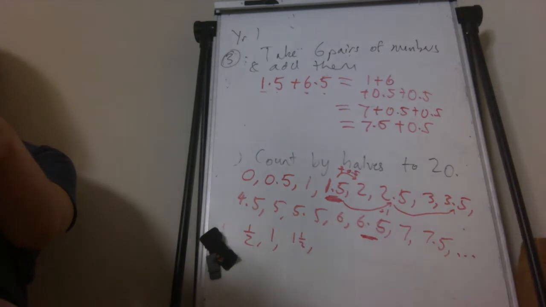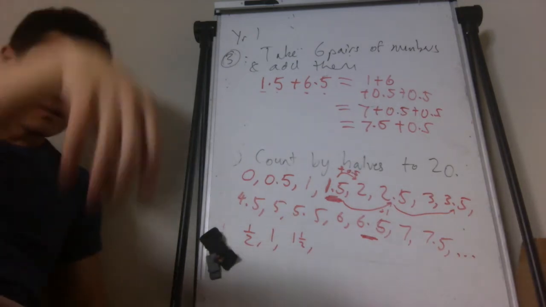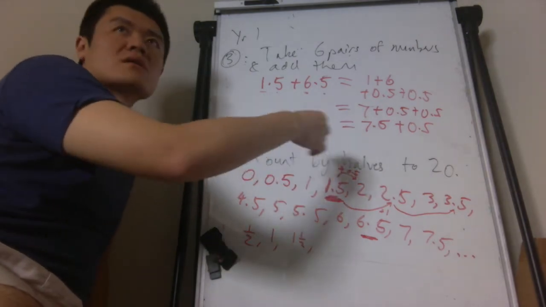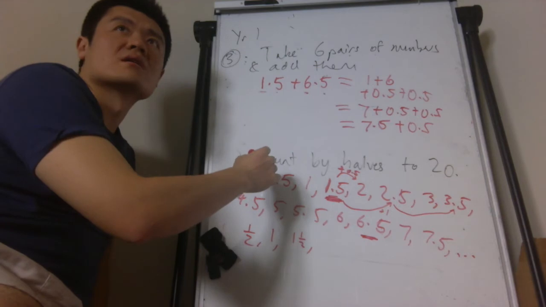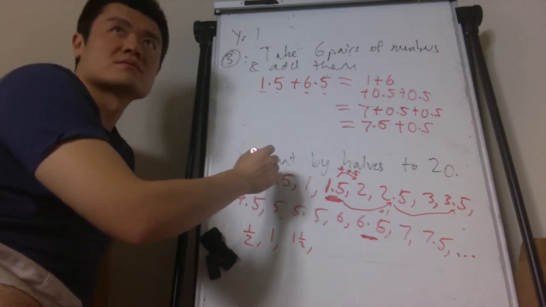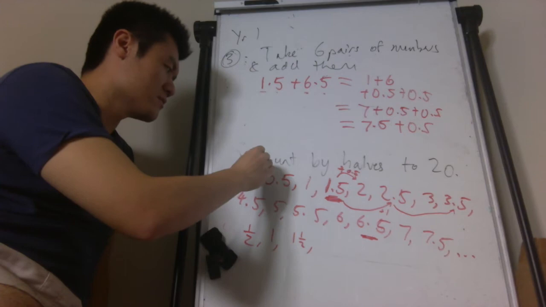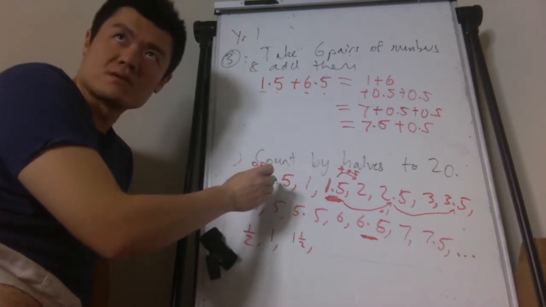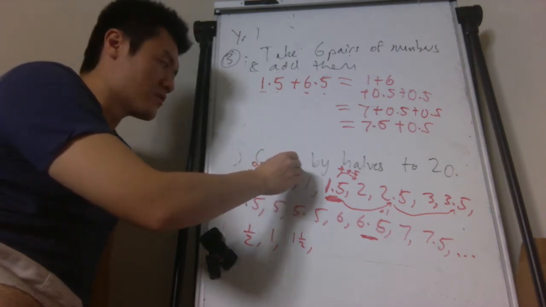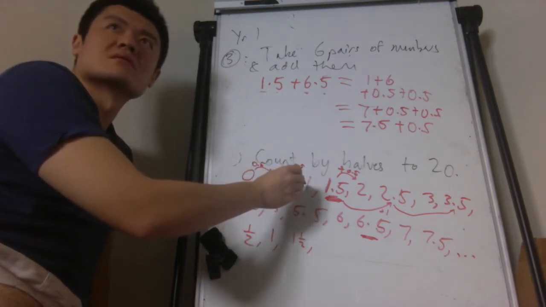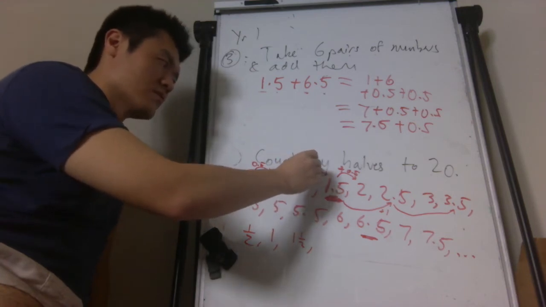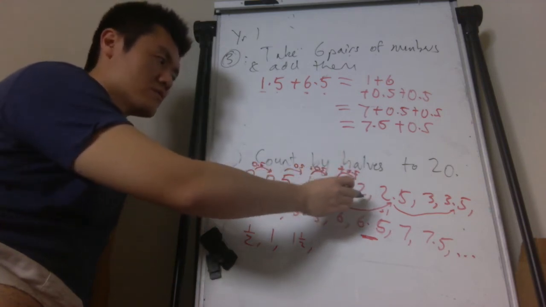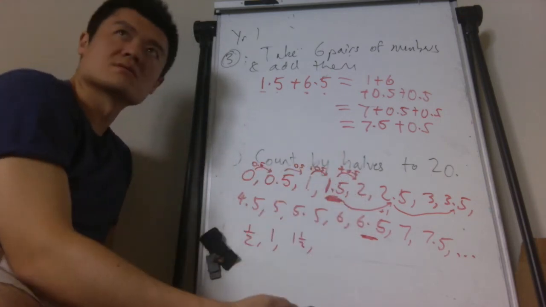Yeah, so the problem is you don't understand the question. So we're saying that if you write them all, if you count to 20 by half, every time you count, you're adding 0.5. So this is plus 0.5. That means 0 plus 0.5 is 0.5. 0.5 plus 0.5 is 1. 1 plus 0.5 is 1.5. 1.5 plus 0.5 is 2. Does that make sense?